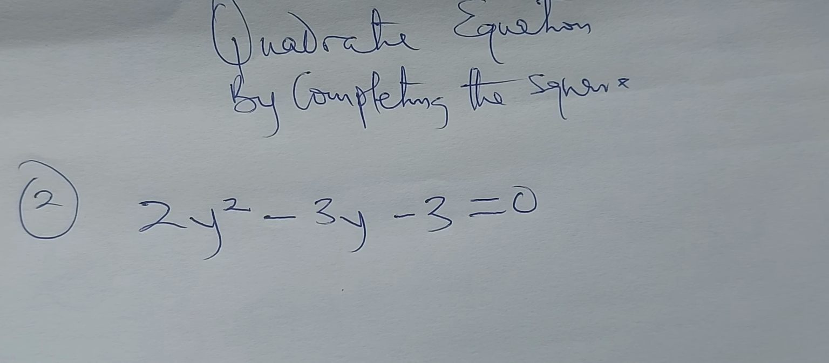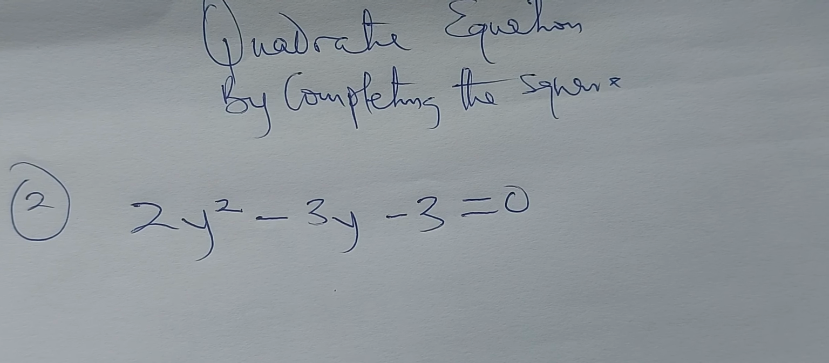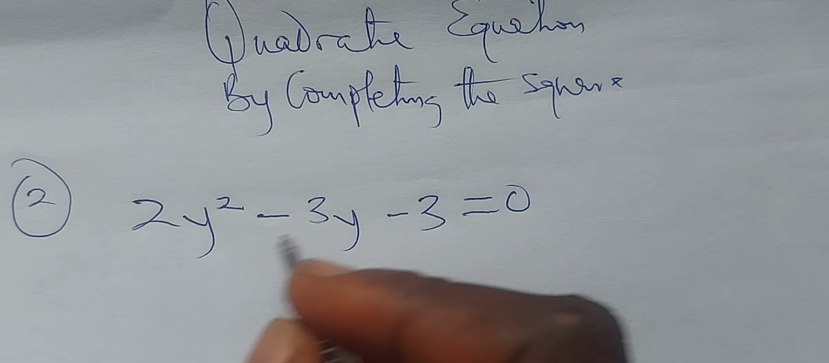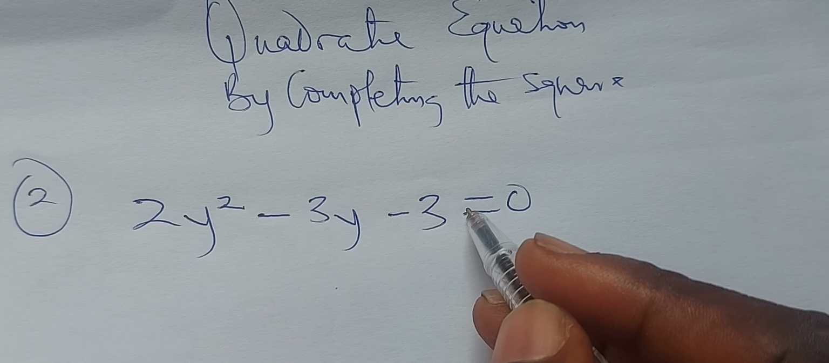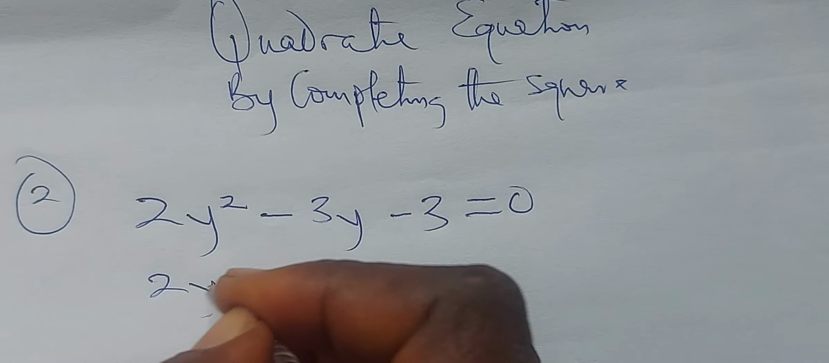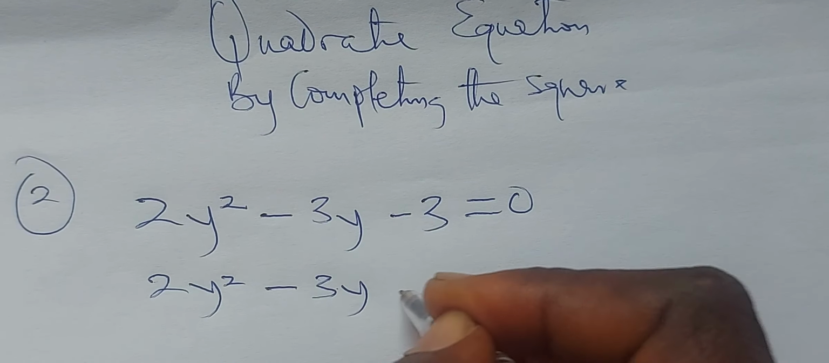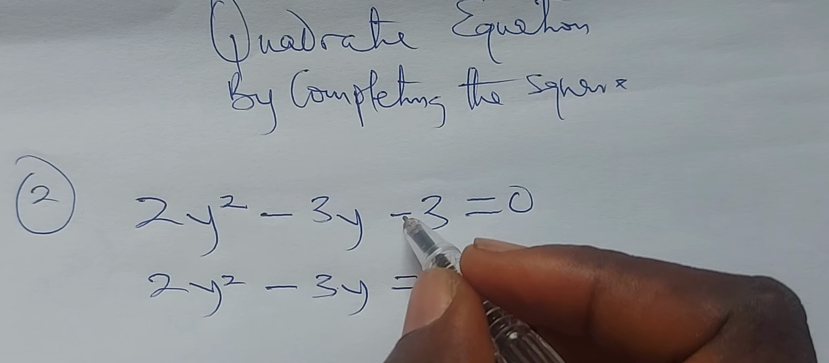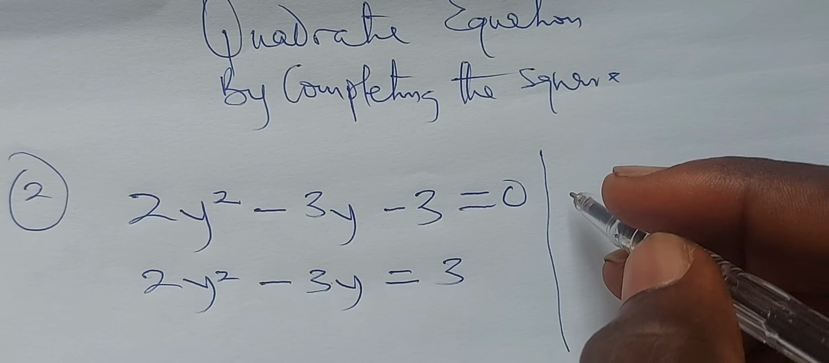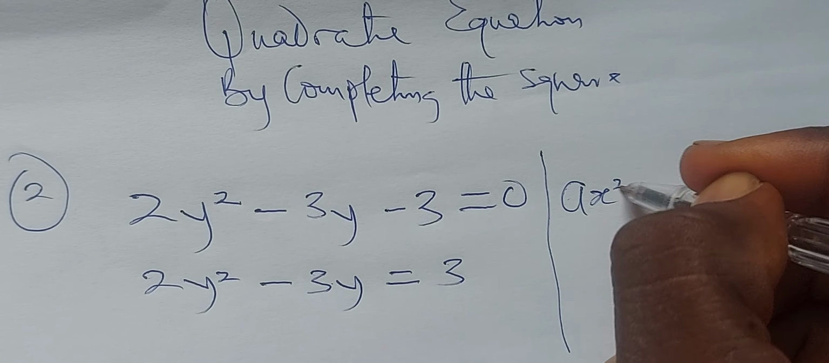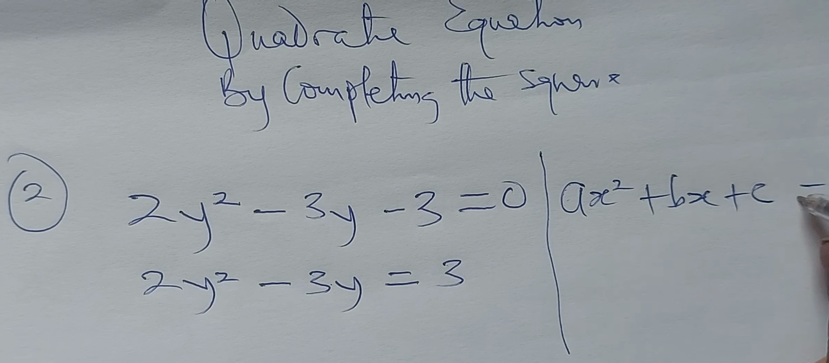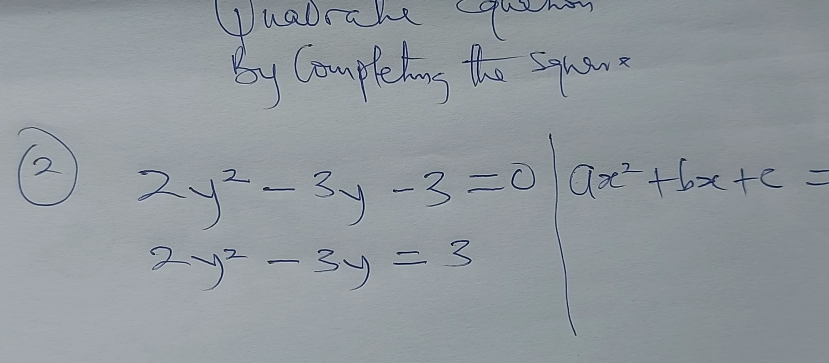So this is another quadratic equation by completing the square method. Like we said before, we have to take this last term to the other side. And so you now have 2y squared minus 3y equals 3, if minus crosses the equality sign. But mind you, the original quadratic expression is ax squared plus bx plus c equals 0. So this is what it is.